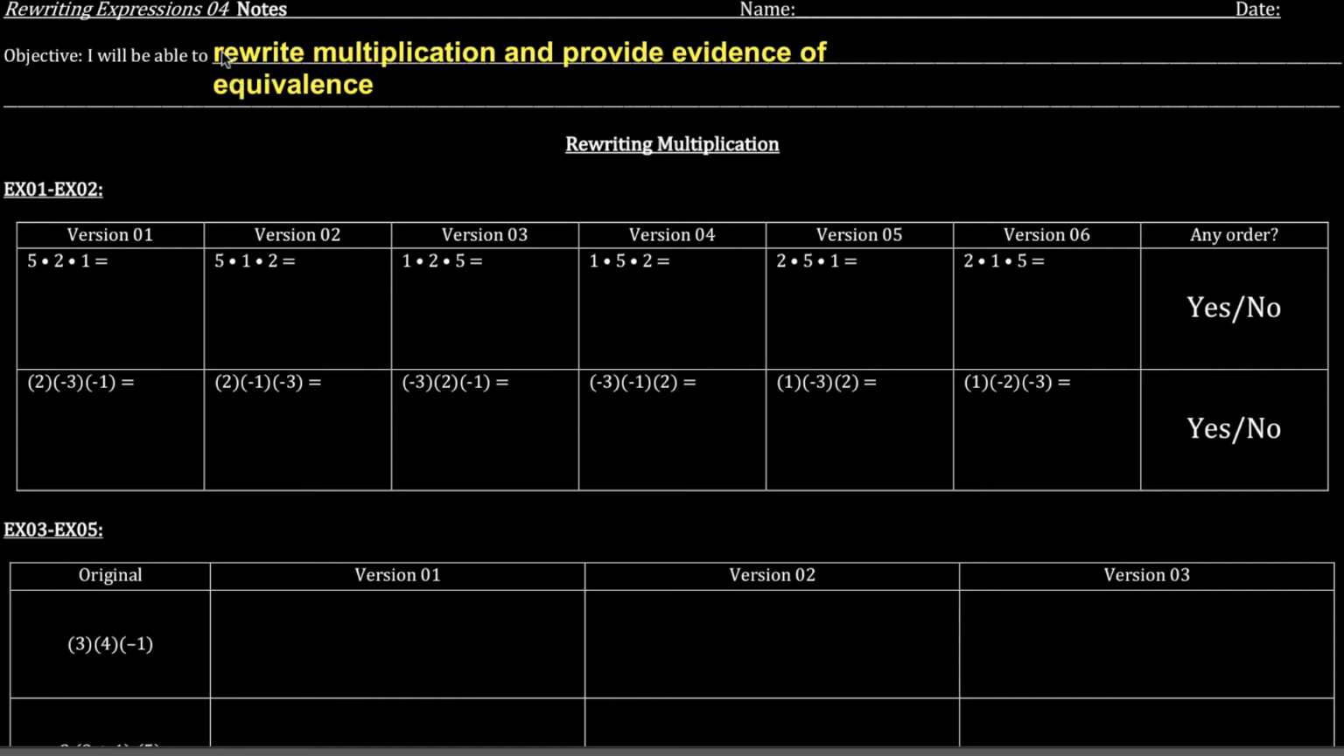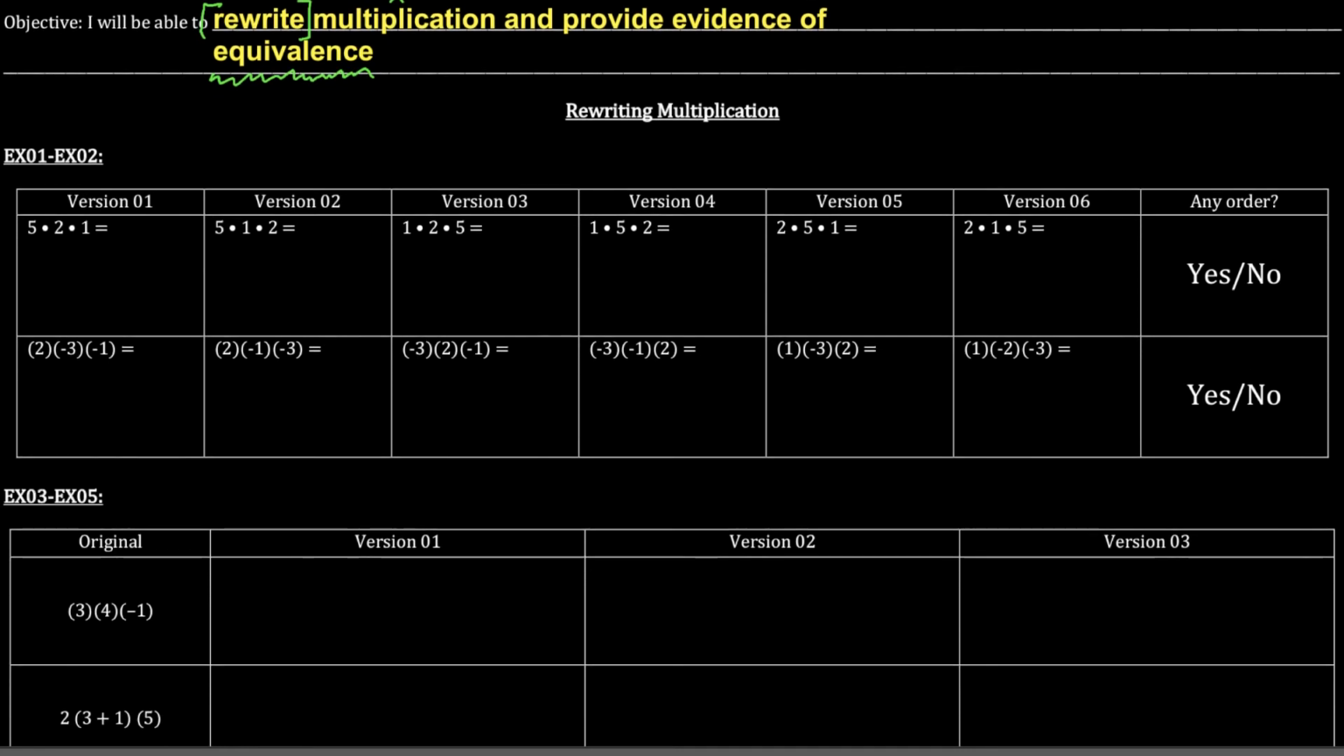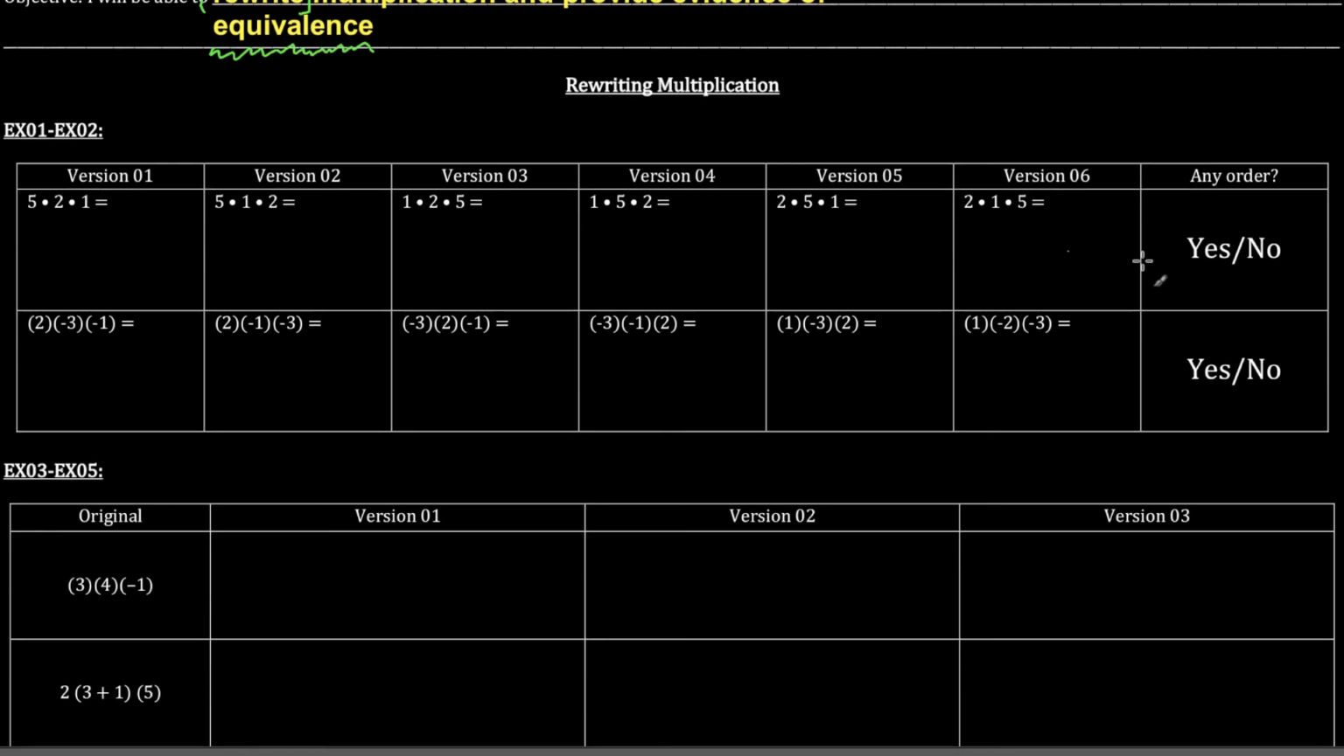In this lesson, we are going to rewrite, this time multiplication. And then we're going to provide evidence of equivalence. So remember, the whole point is to take an expression and change it a little bit, but still end up with an equivalent expression. We're just rewriting expressions. So if we look at this row right here, we have 5 times 2 times 1.